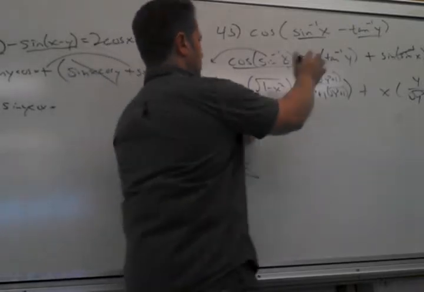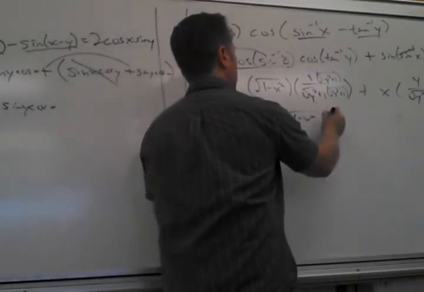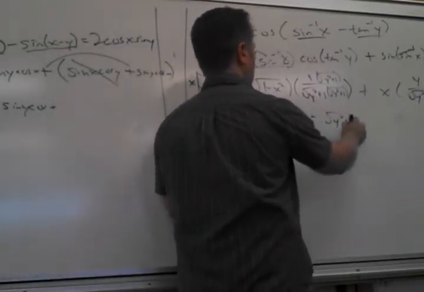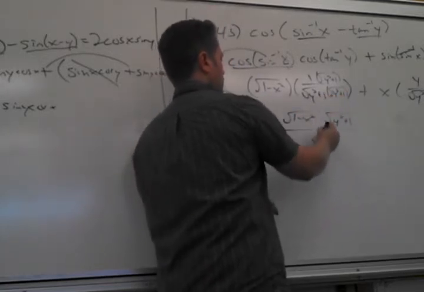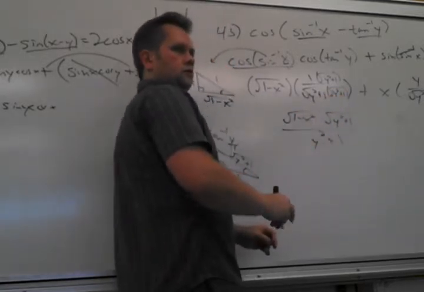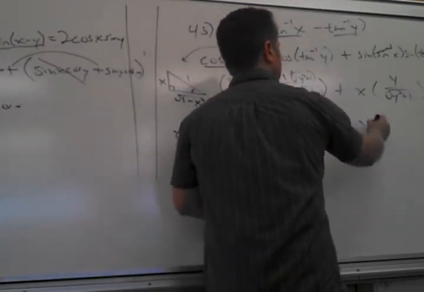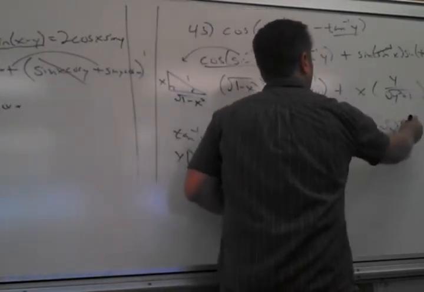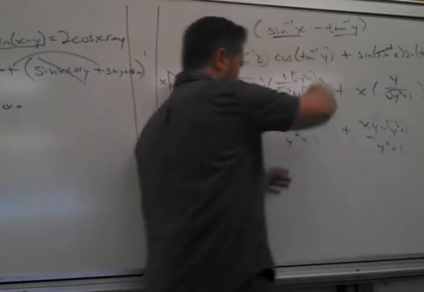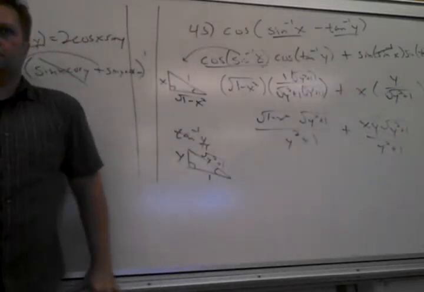So at the end you get the square root of 1 minus x squared, times the square root of y squared plus 1, all over y squared plus 1. Is that cool? Half a hen times another half a hen makes a whole hen. Plus x, y, square root of y squared plus 1 over y squared plus 1. And you can put it all over y squared plus 1 if you want to.